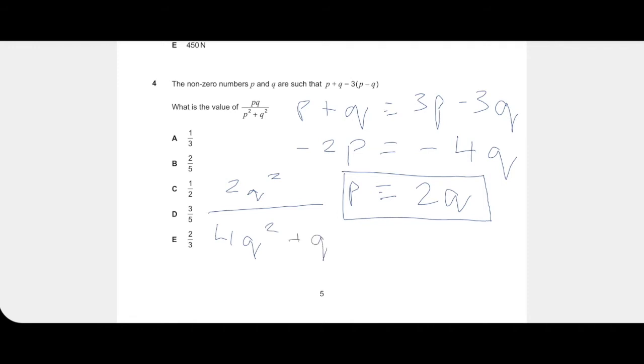plus q squared. Simplify that, that goes to 2q squared divided by 5q squared. Straight away you could eliminate the q's. That leaves you with the answer of 2 over 5, and therefore the answer is B. And that's question number 4 completed.